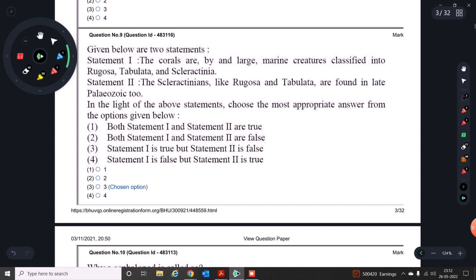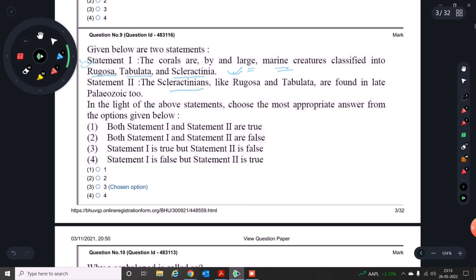Then what we have here, statement 1. The corals are by and large marine creatures classified into rugosa, tabulata, and scleractinia. Statement 2. The scleractinians like rugosa and tabulata are found in late Paleozoic too. So we have to see which statement is true, which statement is false. Let's see. So the first one is basically correct. The corals are classified into these three classes. There are rugosa corals, there are tabulata corals, there are scleractinia corals. Then it says these are large marine creatures. So the statement is correct.